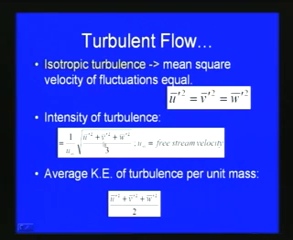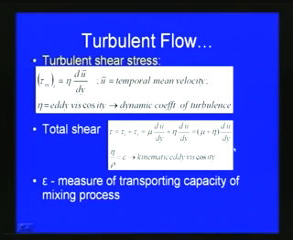So, this gives the intensity of turbulence. This is also an important definition in turbulent flow. And then if you want to find out the average kinetic energy of turbulence per unit mass, we can write it as u dash bar square plus v dash bar square plus w dash bar square by 2. So, this is the average kinetic energy of turbulence per unit mass. These are some of the important definitions which we generally use in turbulent flow and its various parameter determinations.